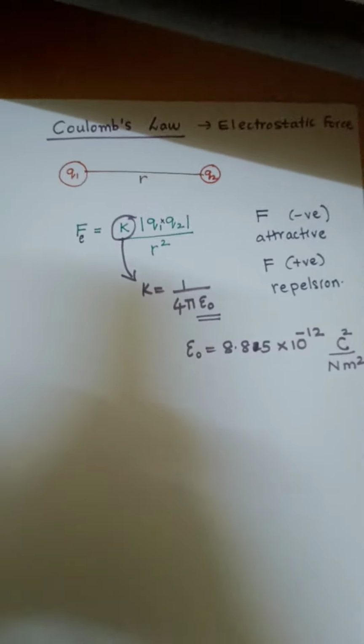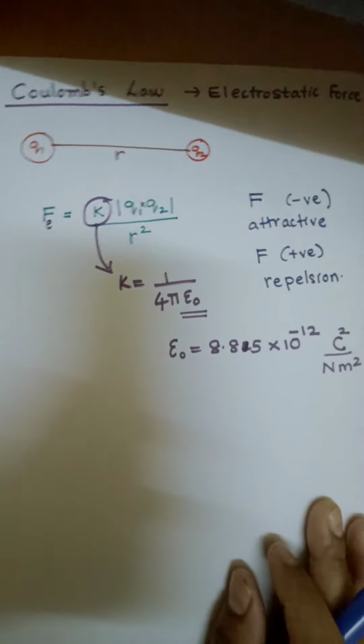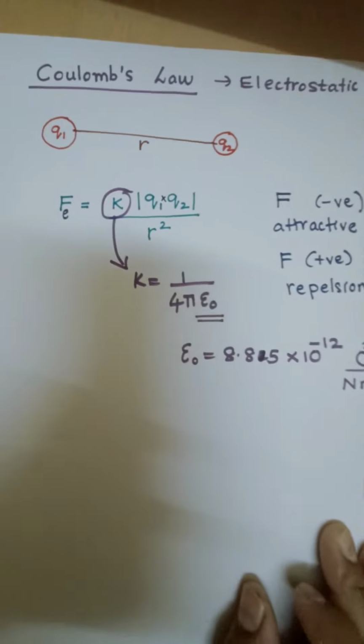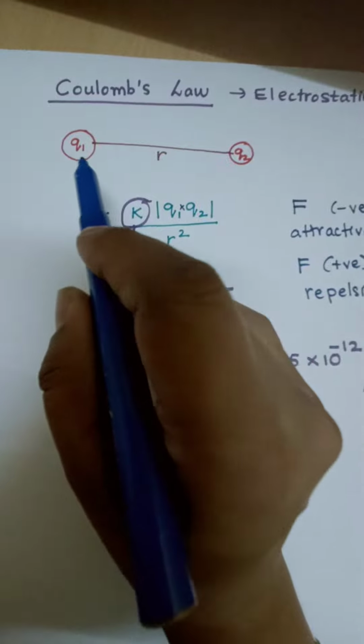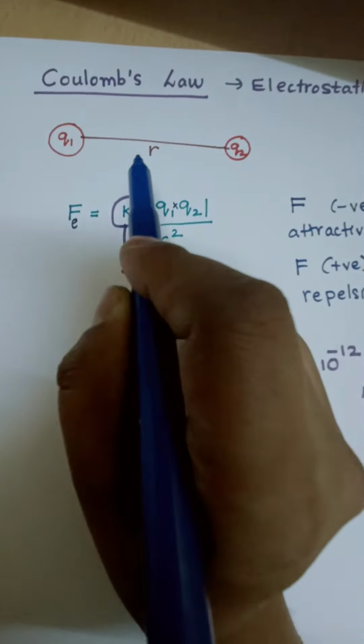A very important law in electrostatics is Coulomb's law. It is used to calculate the electrostatic force between charges. In the picture, you can see two charges Q1 and Q2, separated by a distance r.